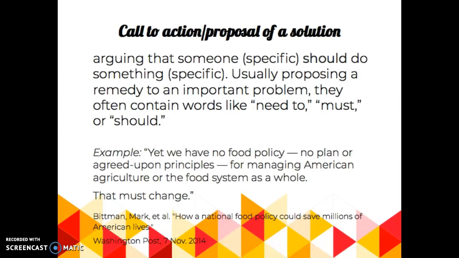So here's an example from the article How a National Food Policy Could Save Millions of American Lives. This statement says, "Yet we have no food policy, no plan or agreed upon principles for managing American agriculture or the food system as a whole. That must change." So this might look a little different than a typical college essay thesis statement, but it contains the same components, including the imperative must.